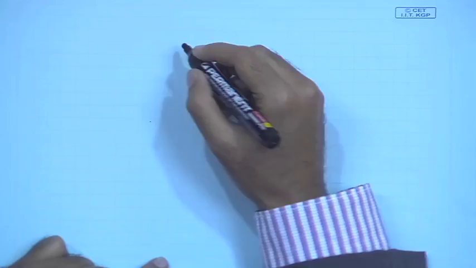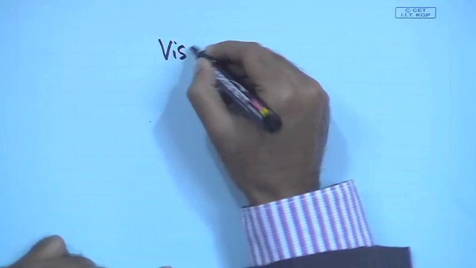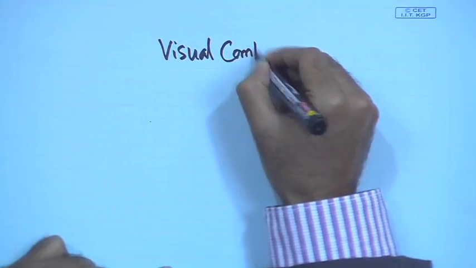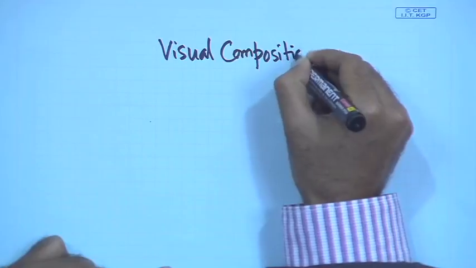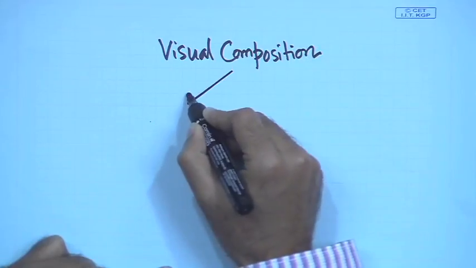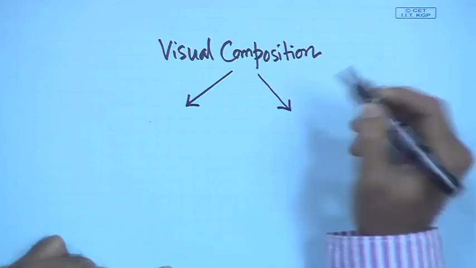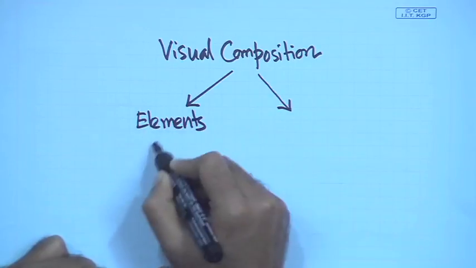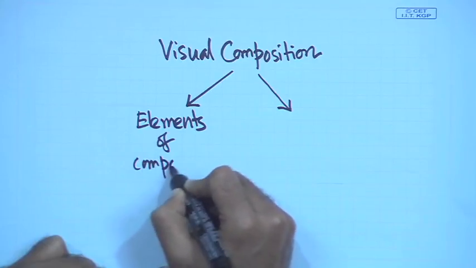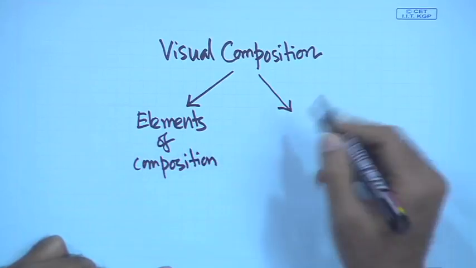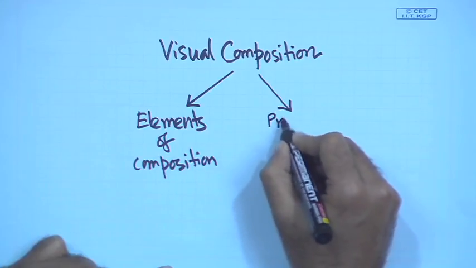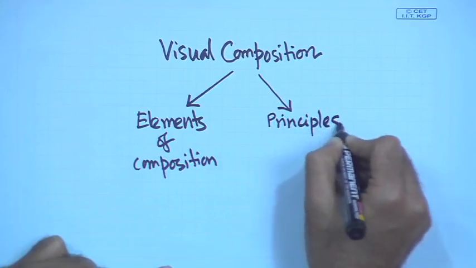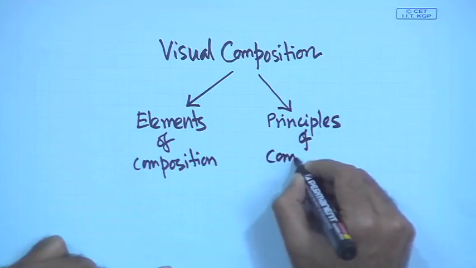So, basically when we talk about visual composition, there are two things we have to keep in mind. Visual composition has two distinct parts. One part is the elements of composition and the other is various principles of composition.